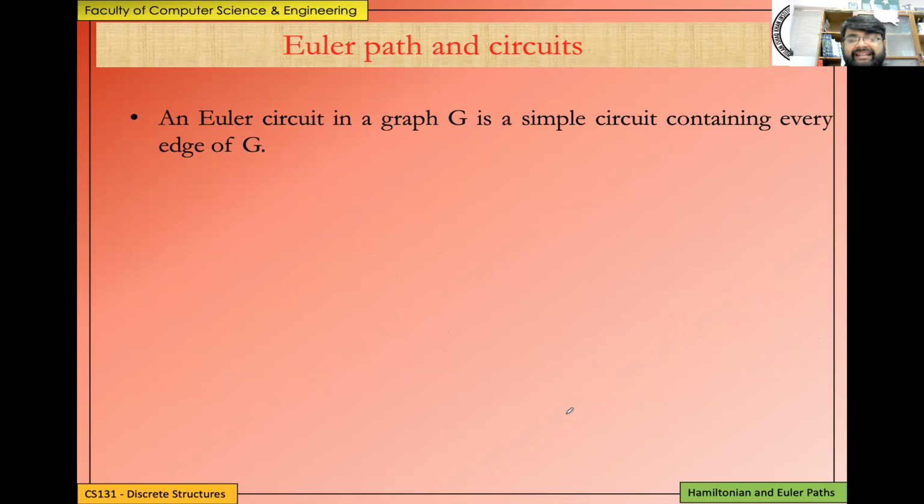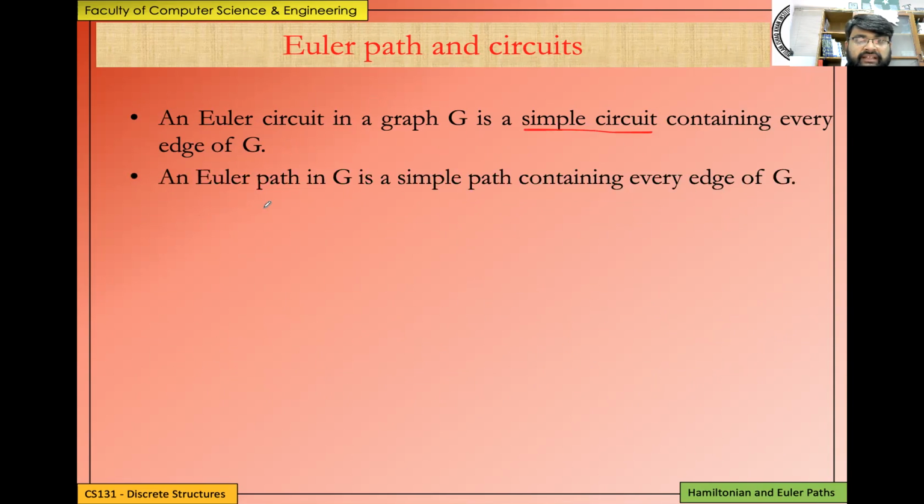So an Euler circuit in a graph G is a simple circuit containing every edge of G. So each edge that is present in a graph G is contained in this particular circuit. And since it's a simple circuit with the property that it contains all the edges in G, that is what makes it an Euler circuit.